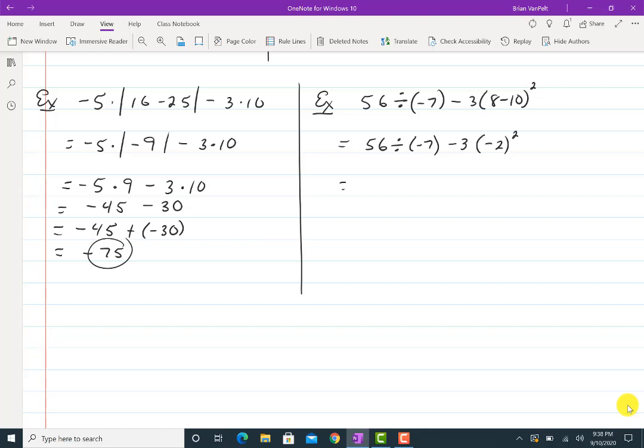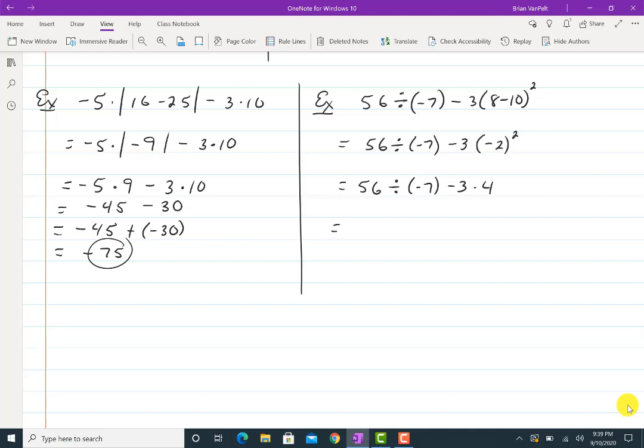Next comes exponents. So the negative 2, if I square it, that'll be negative 2 times negative 2. That will be positive 4. So now I'm in a situation which I've been in before. I've got a division and a multiplication. I can do them at the same time because they're separated by subtraction.